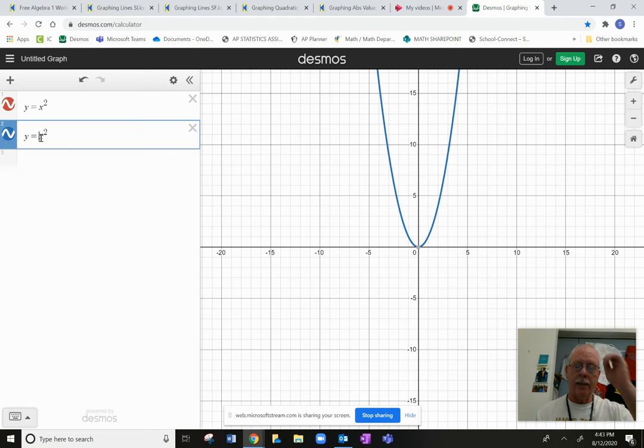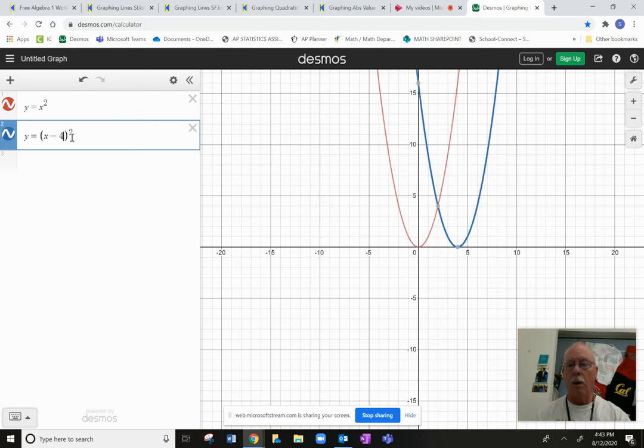Awesome, that's great. The other kind of changes you can make, if you remember, is you can move this quadratic left or right. And the way you do that is you put a number inside the function. The function is x squared, so you add those little parentheses there, and I'm going to put a minus 4. And remember, intuitively in our brain we would say that should move it left 4, but no, it moves it right 4.